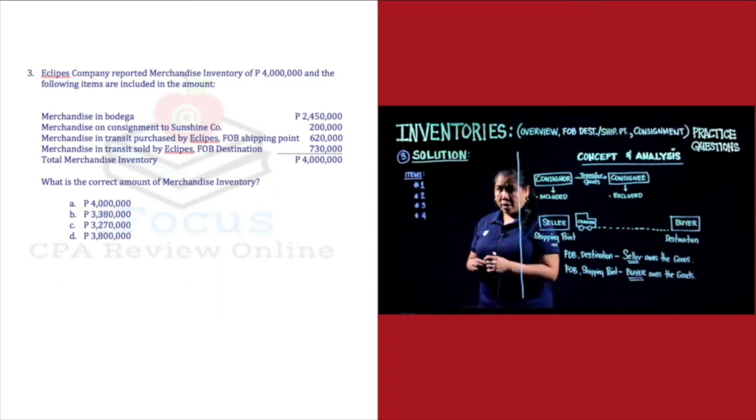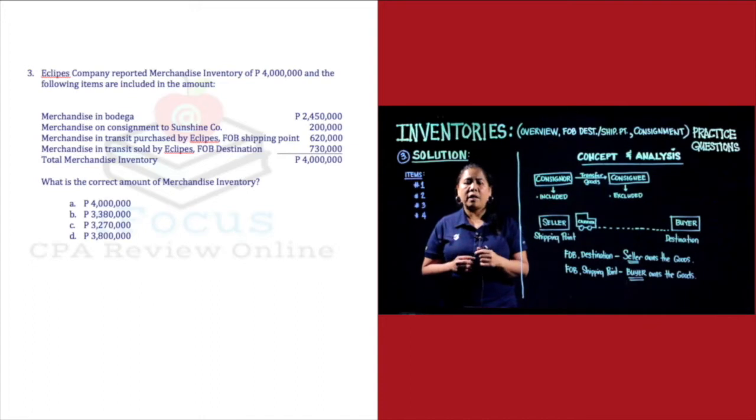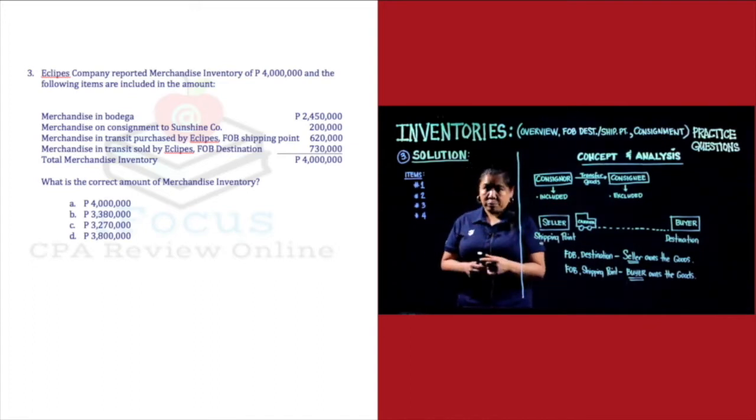Merchandise in bodega. So, itong merchandise in bodega, ito po yung mga merchandise on hand ni Eclipse Company. So, kung walang additional information na itong mga merchandise na ito or some of this merchandise hindi pag-aari ni Eclipse, we assume that this merchandise on hand ay pag-aari ni Eclipse Company.